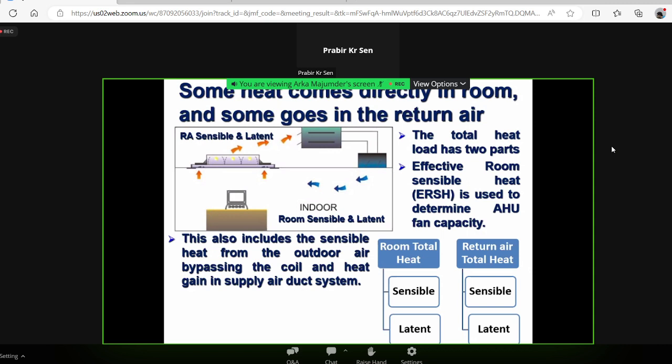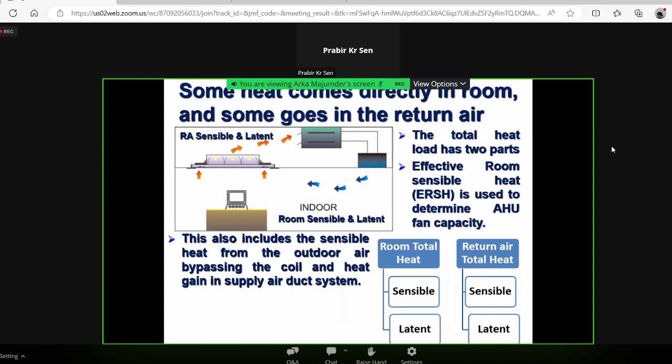The air handling unit has got a fan. So the fan motor is there. Depending upon the location of the fan motor, we'll discuss in the next slide. Depending upon the location of the air handling unit fan motor, we have to add the heat of that fan motor either in the return air side or in the room sensible heat. Because the fan motor is not generating any moisture. It's giving only raw heat. So it gives only sensible heat.